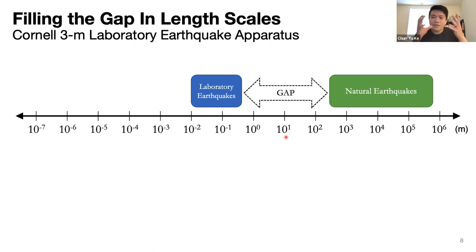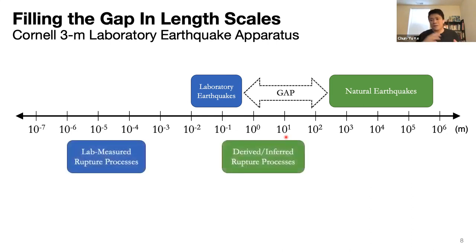Now, as everyone already knows or could have guessed, there's a huge gap between the sizes of most natural earthquakes and laboratory earthquakes. Besides, there's also a huge discrepancy between the length scale of rupture processes. On top of that, experiments with spontaneous rupture propagation show scale invariant rupture processes, but the derived or inferred rupture processes of natural earthquakes seem to be highly scale dependent.